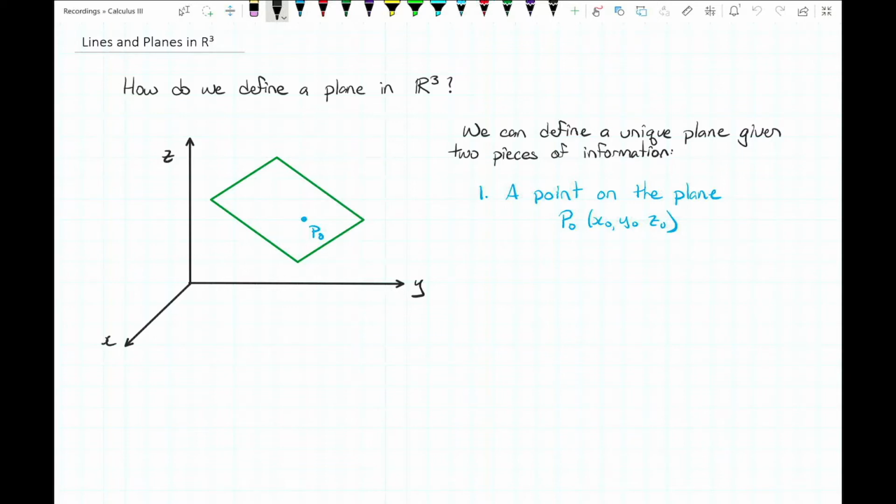Now, a second thing that we're going to need is a normal vector. This normal vector is a vector that is perpendicular to the plane. And with those two pieces of information, we can define a unique plane.